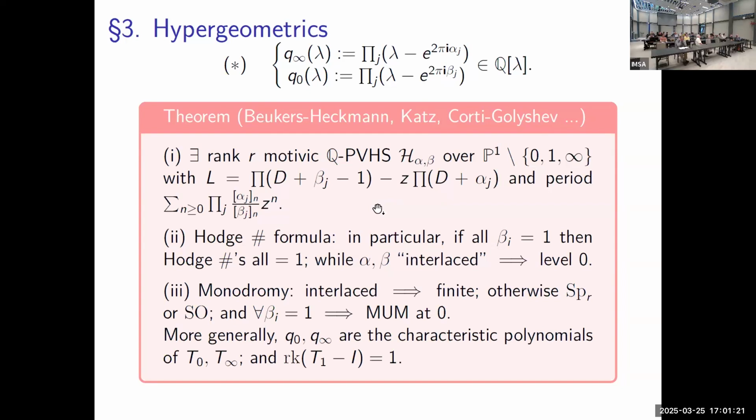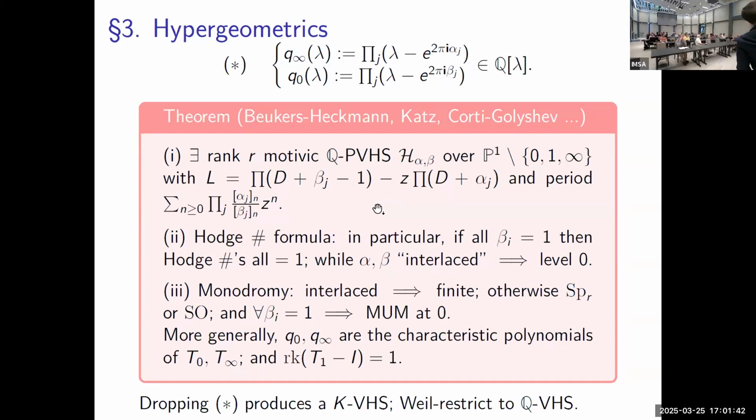More generally, Q naught and Q infinity are the characteristic polynomials of the monodromies about the 2 poles, 0 and infinity. And the rank of T1 around 1 minus the identity is 1. There's 1 vanishing cycle, so to speak.